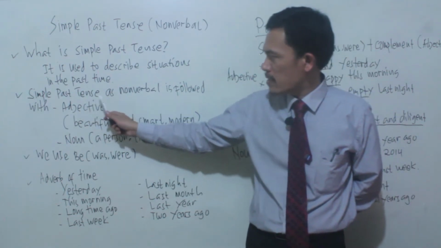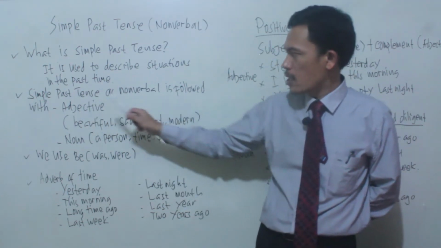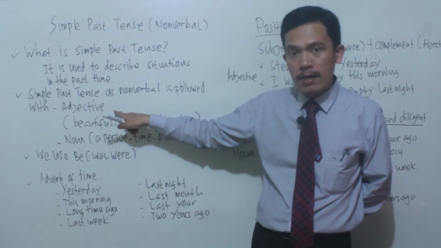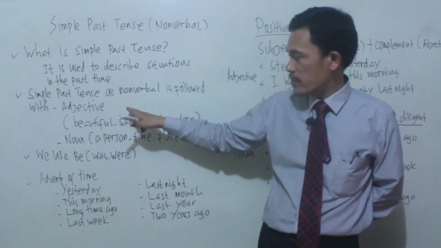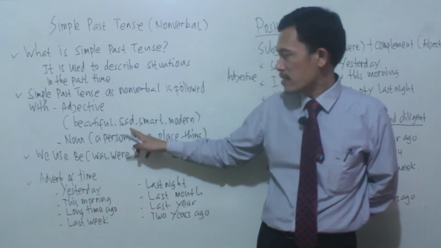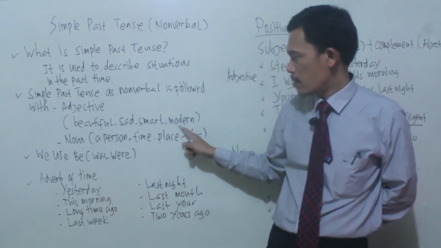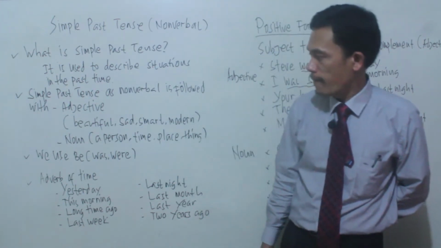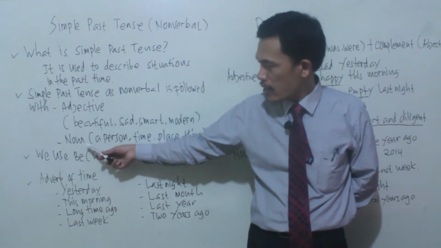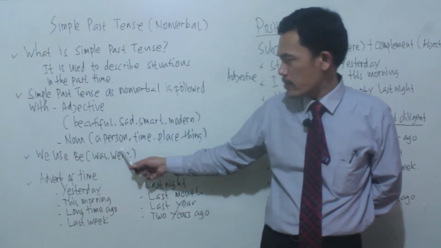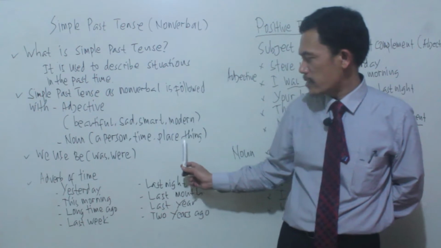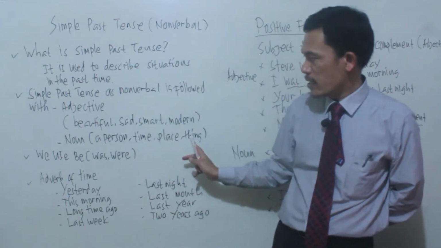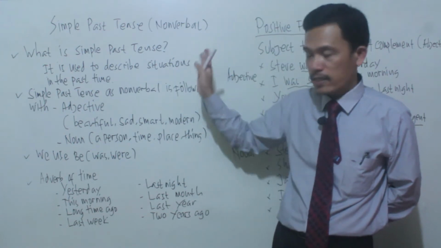Next, number two, simple past tense as non-verbal is followed with adjective. So the predicate can be adjective. Adjective can consist of beautiful, sad, smart, modern, and many other adjective words that we can use. Next, we also can use noun. The noun can be a person, time, place, and a thing. This is as a complement in the predicate sentence.